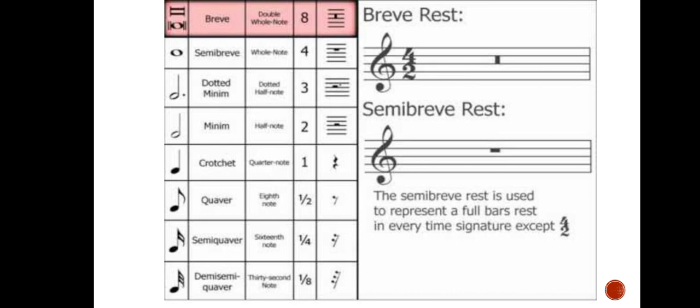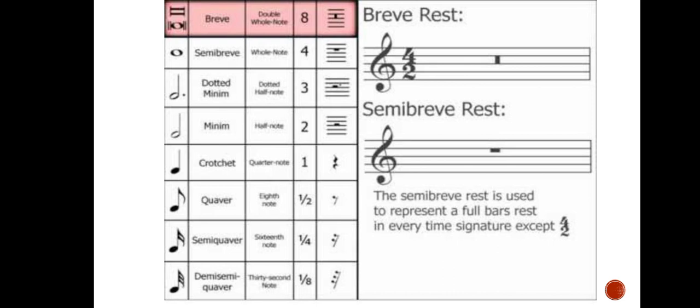A dotted minim, we have seen, is not a minim, it's a dotted minim. A minim itself has 2 beats, and the dot represents half of 2 beats, so it will be 1. 1 plus 2 gives 3 beats. That's why we have 3 there. After that, we have a minim. A minim itself is 2 beats.